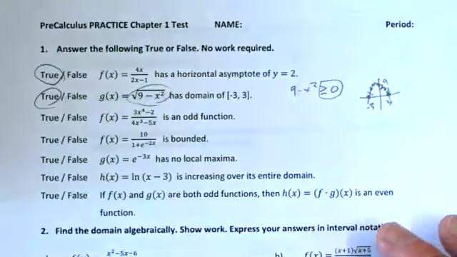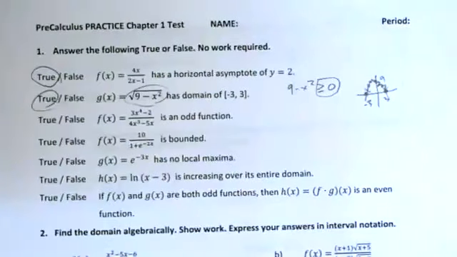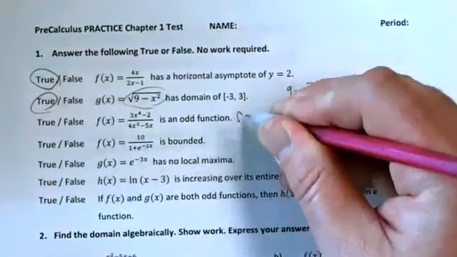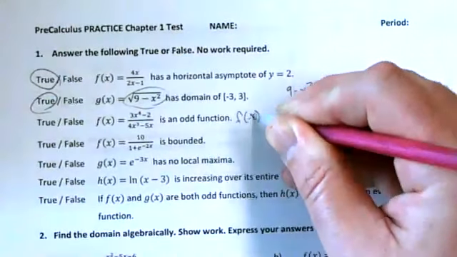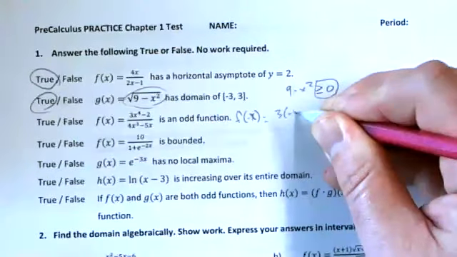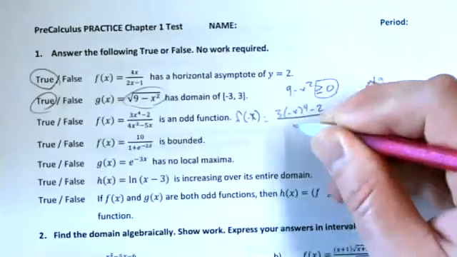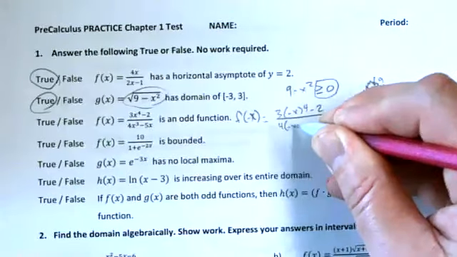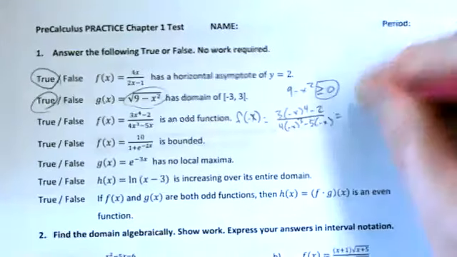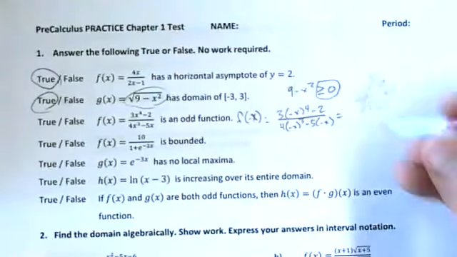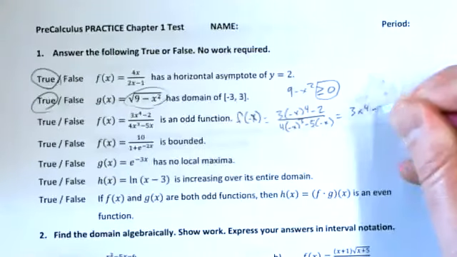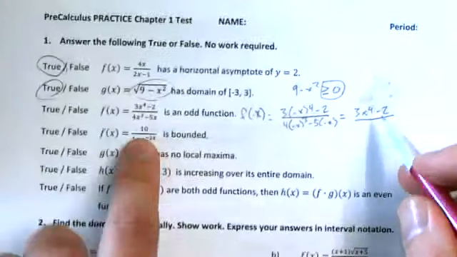This function is an odd function. Let's go ahead and just do the work for this. f of -x would equal 3 times (-x) to the 4th minus 2, over 4 times (-x) to the 3rd minus 5 times (-x). What's going to happen in the numerator is that the negative to the 4th is going to disappear, so the numerator didn't change from my original.